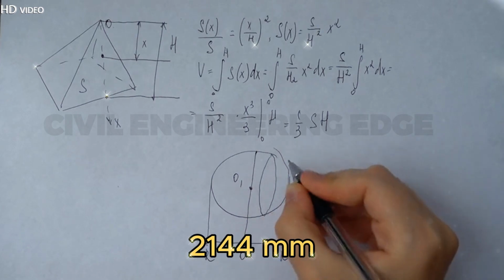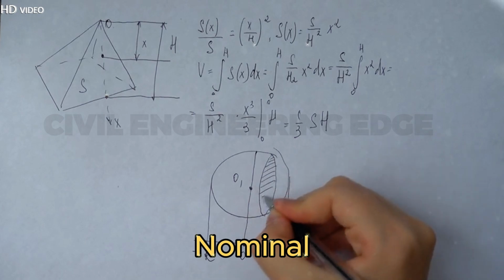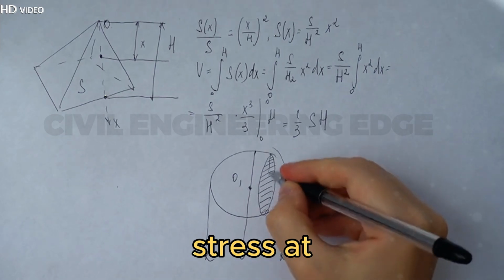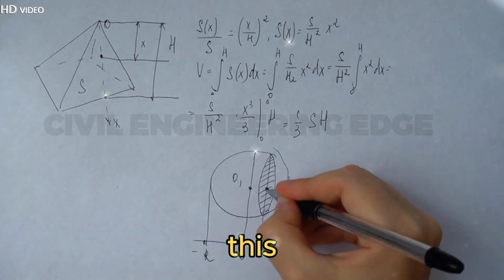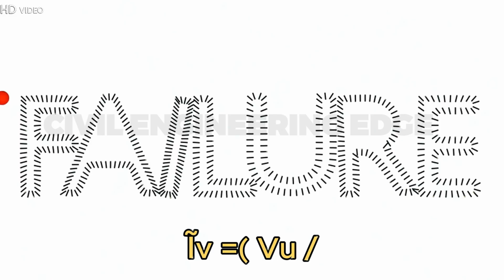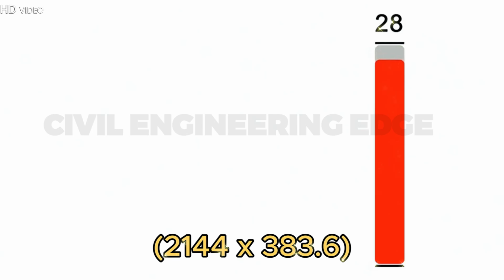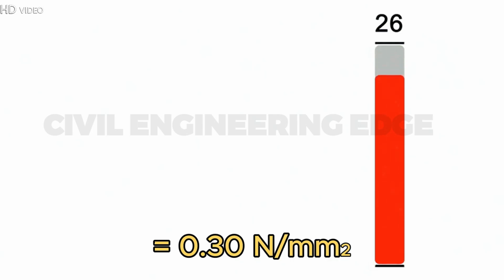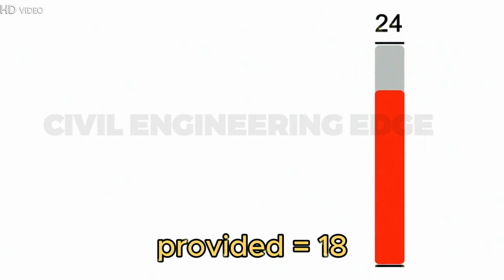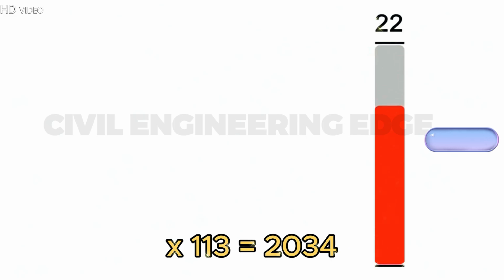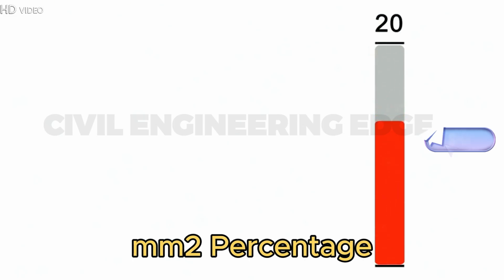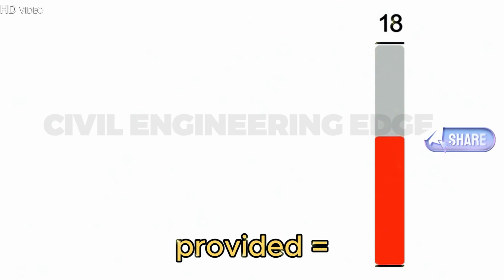247,909 N. Width of the footing at the top at this critical section equals B plus 2D equals 500 plus 2 x 800. Tau v equals Vu by b d equals 247,909 by 2,144 x 383.6 equals 0.30 N per square millimeter.